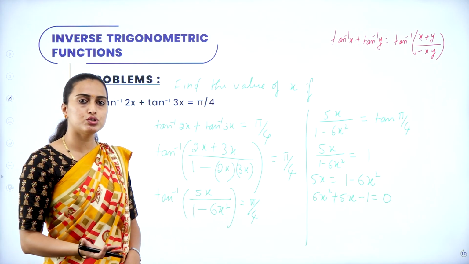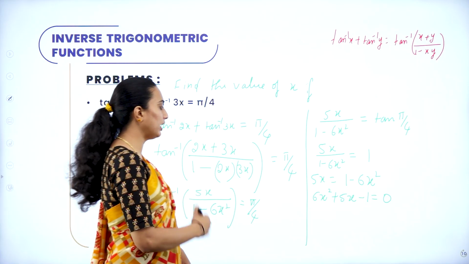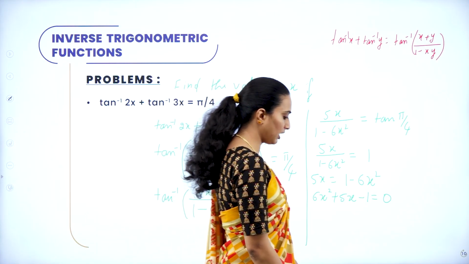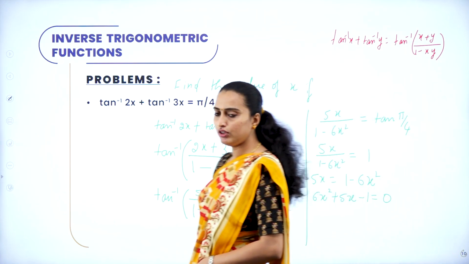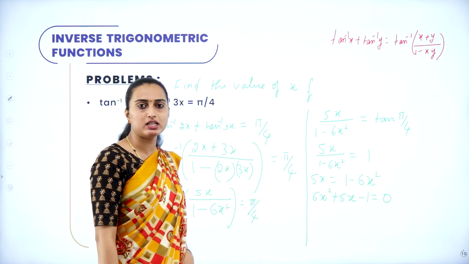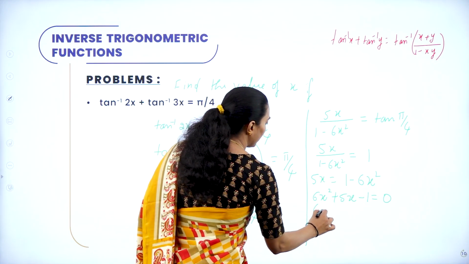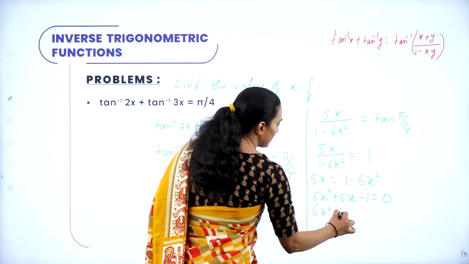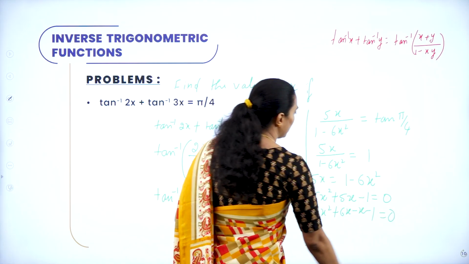Either 3 into 2, or it can have 6 into 1. Isn't it? So here you can have it as 6x squared plus 5x. Can we take 3 and 2 common here? No, so therefore you are going to have 6 into 1, and 6 minus 1 is nothing but 5. Therefore I am going to write it as 6x squared plus 6x minus x minus 1 is equal to 0.